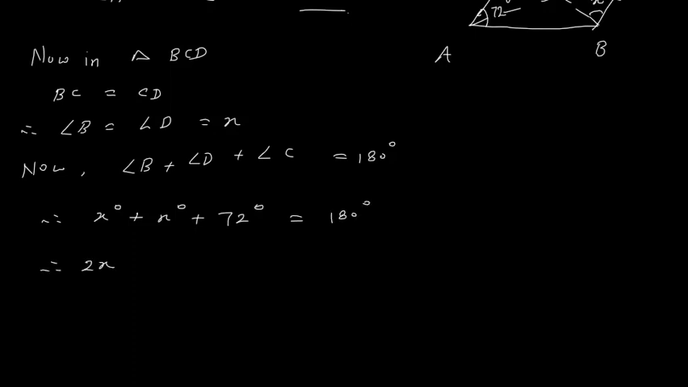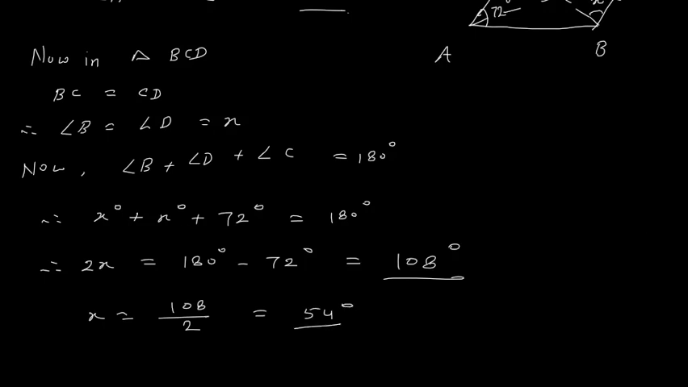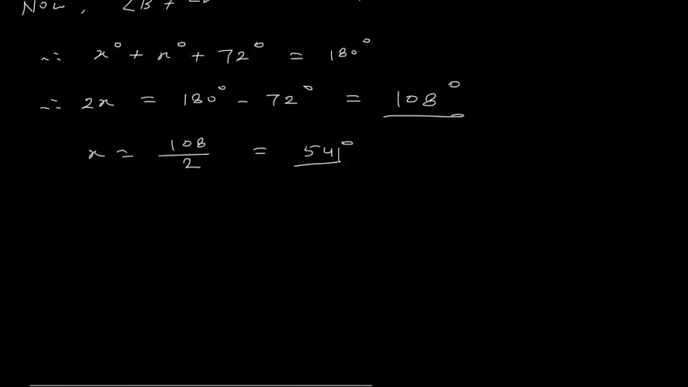Therefore we have 2x equals 180 degrees minus 72, which is 108 degrees. So that gives the value of x as 108 divided by 2, which is 54. So the value of x is 54 degrees.